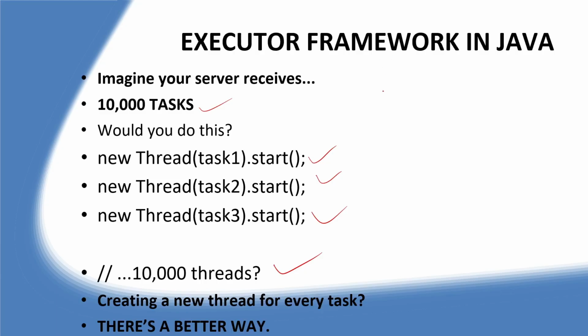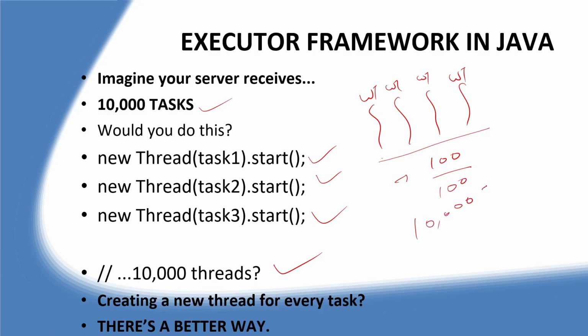Imagine you have 4 worker threads, and you are giving some tasks to these worker threads, let's say 100 tasks at a time. Once all 4 workers complete these 100 tasks, then again you give 100 tasks. Likewise, you are completing 10,000 tasks with the help of these 4 reusable worker threads. That is exactly the problem the Executor Framework helps us to solve.